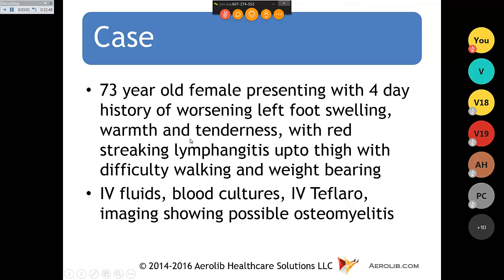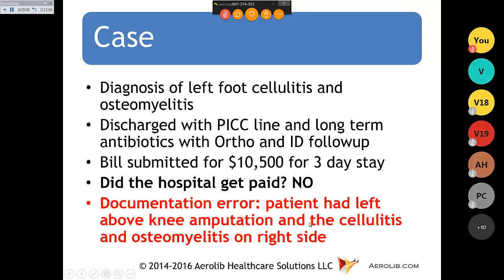So let's look at our case back now. Just to recollect: 73-year-old female, 4-day history of worsening left foot swelling, warmth, tenderness, red streaking lymphangitis, difficulty walking, weight-bearing issues. They did, good description, IV fluids, blood cultures, broad spectrum antibiotics, imaging, osteo diagnosis of osteo, PICC line, but they didn't get paid.